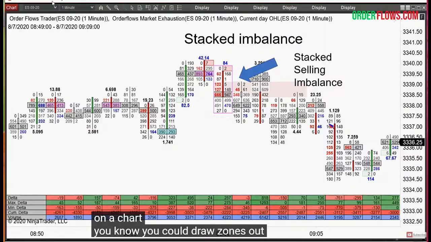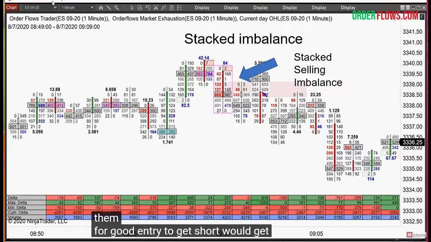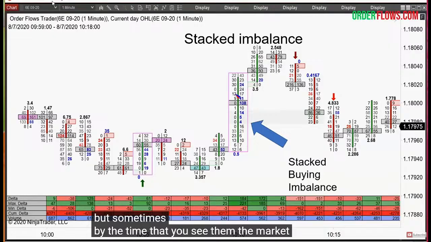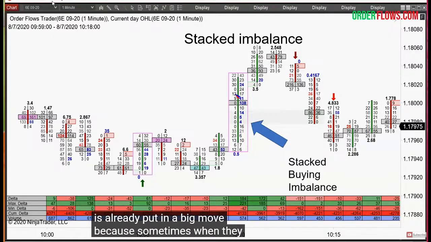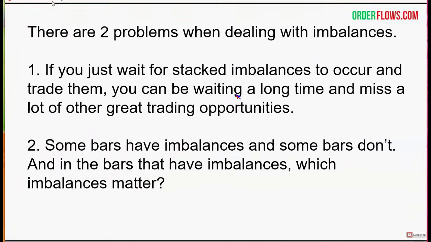You can draw zones out and try to play the pullbacks into them. For good entry, you can get short or get long for buying imbalance. Optically they're pretty okay, but sometimes by the time you see them, the market is already making a big move, because sometimes when they appear, it's a bit of FOMO, right? Traders have missed a move and they're sort of rushing into the market.